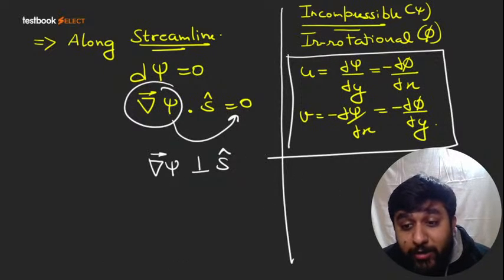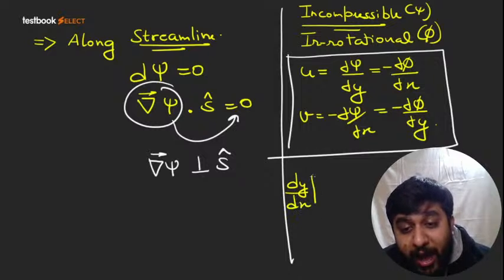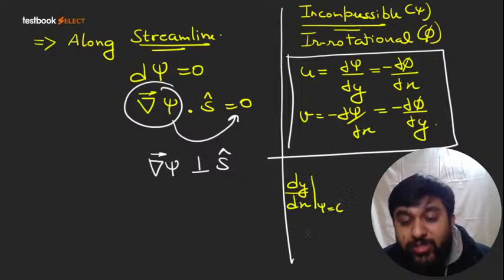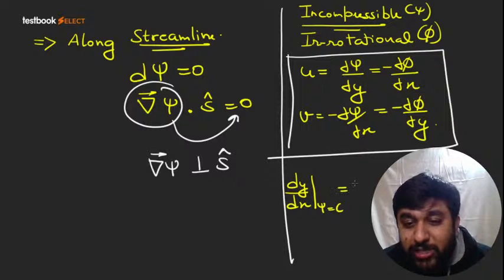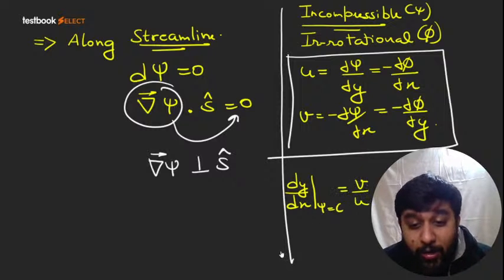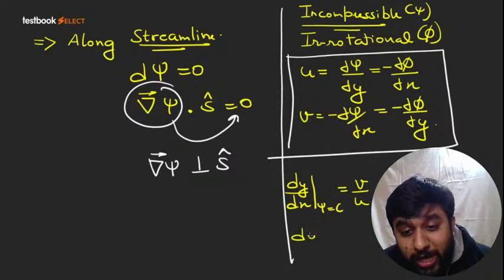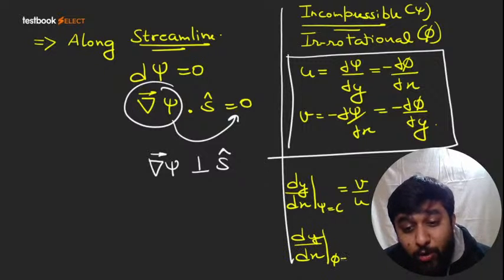Now, how do you write the slope of a streamline? So you say dy by dx for psi equal to constant, that is a streamline, is equal to v by u. And what is the slope of an equipotential line? You say dy by dx for phi equal to constant is minus u by v.